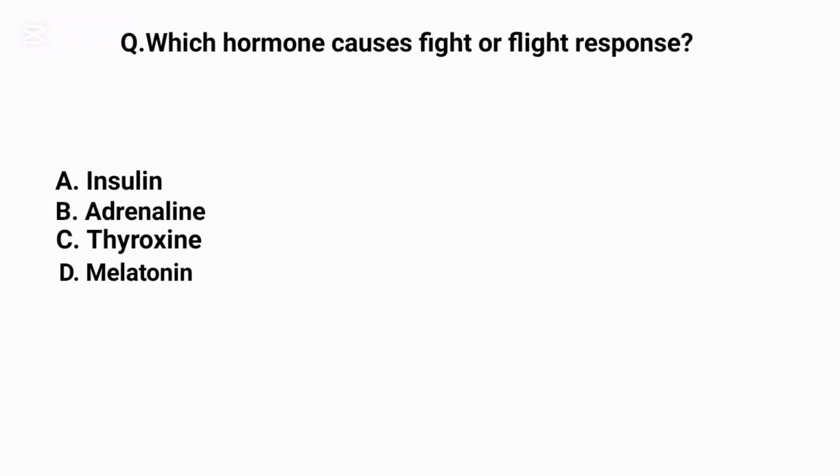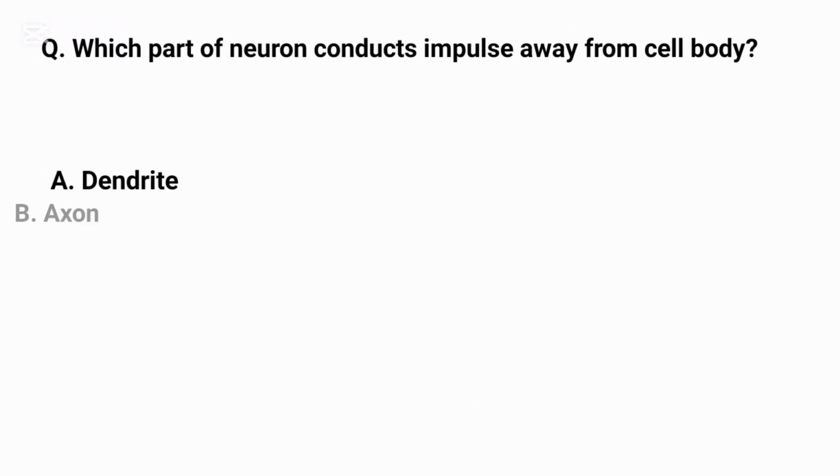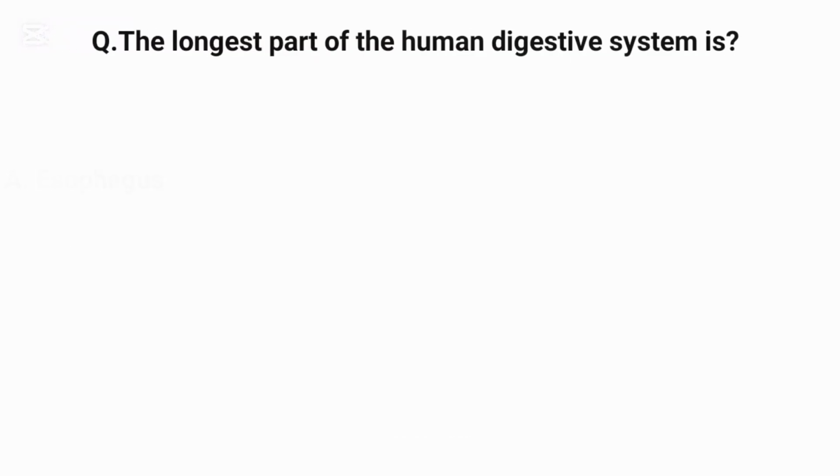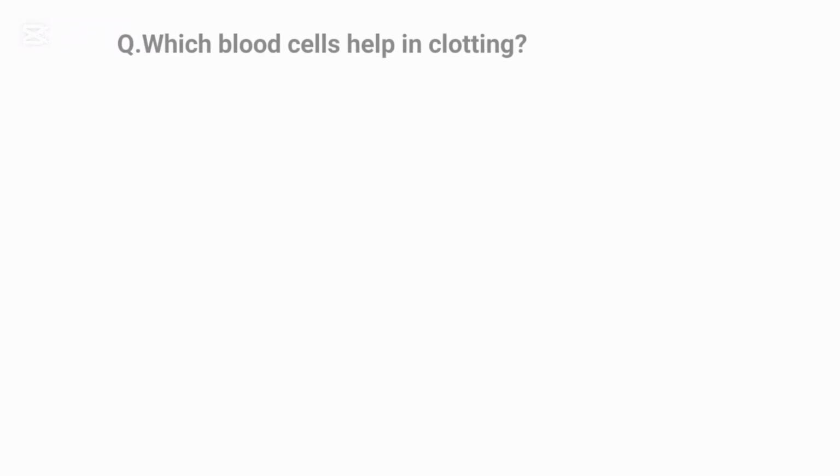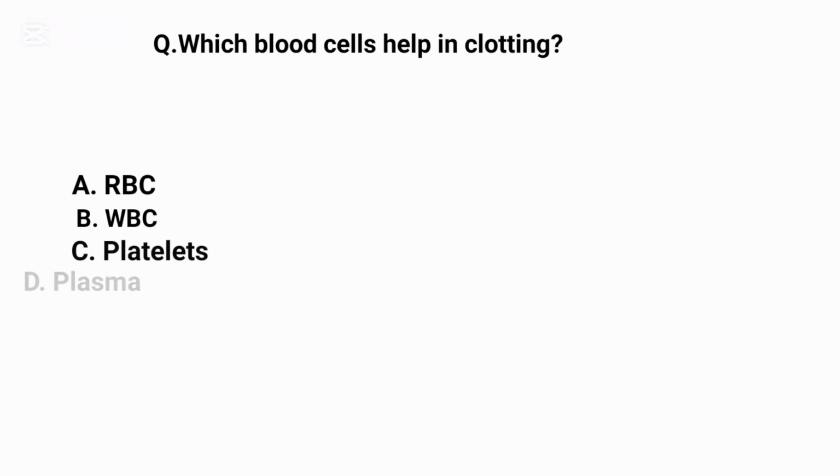Which hormone causes fight or flight response? Correct answer is option B, adrenaline. Which part of neuron conducts impulse away from cell body? Correct answer is option B, axon. The longest part of the human digestive system is. Correct answer is option C, small intestine. Which blood cells help in clotting? Correct answer is option C, platelets.